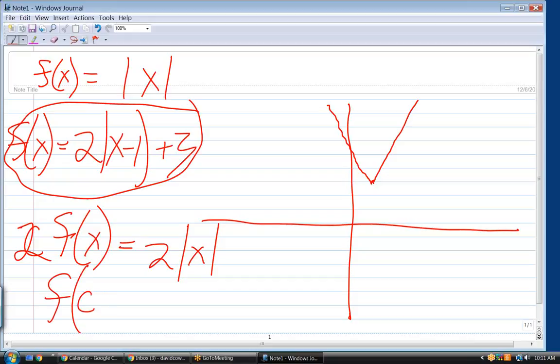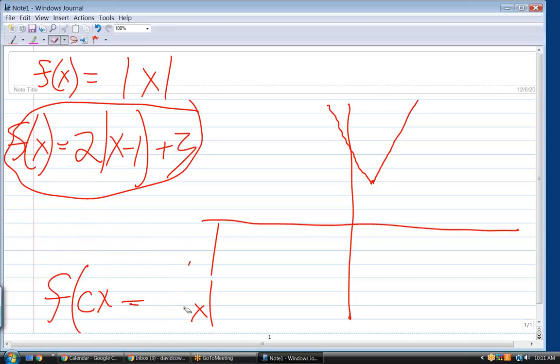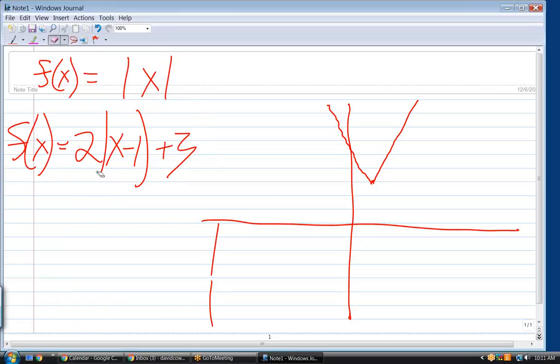If I have the multiplier inside, like that, that's a horizontal stretch factor. That would look like the absolute value of 2x instead of 2 times the absolute value of x. So what would x be in that case? Well, x can be anything. The domain of x is unrestricted. The key is when you are given a function that has been translated, it's much easier to graph if you can recognize what the translations are, all the different parts.